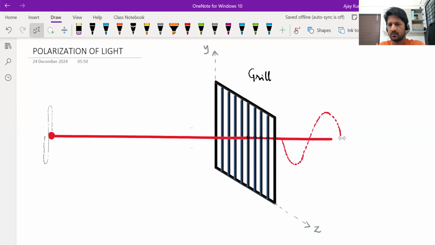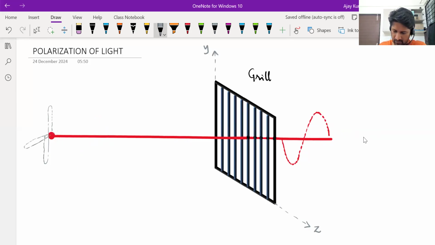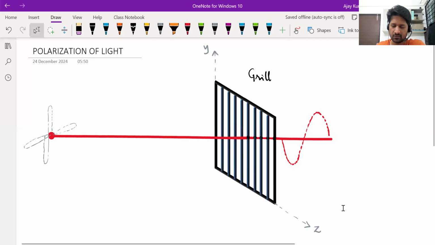Okay, fine. What if we generate a pulse by disturbing the particle of the string in the z direction? Like let's say you pull it this way and you oscillate it like this in the z direction. In the grill, you can see z direction is perpendicular to the grooves. So if you generate a pulse like that, will it be able to pass through this grill?